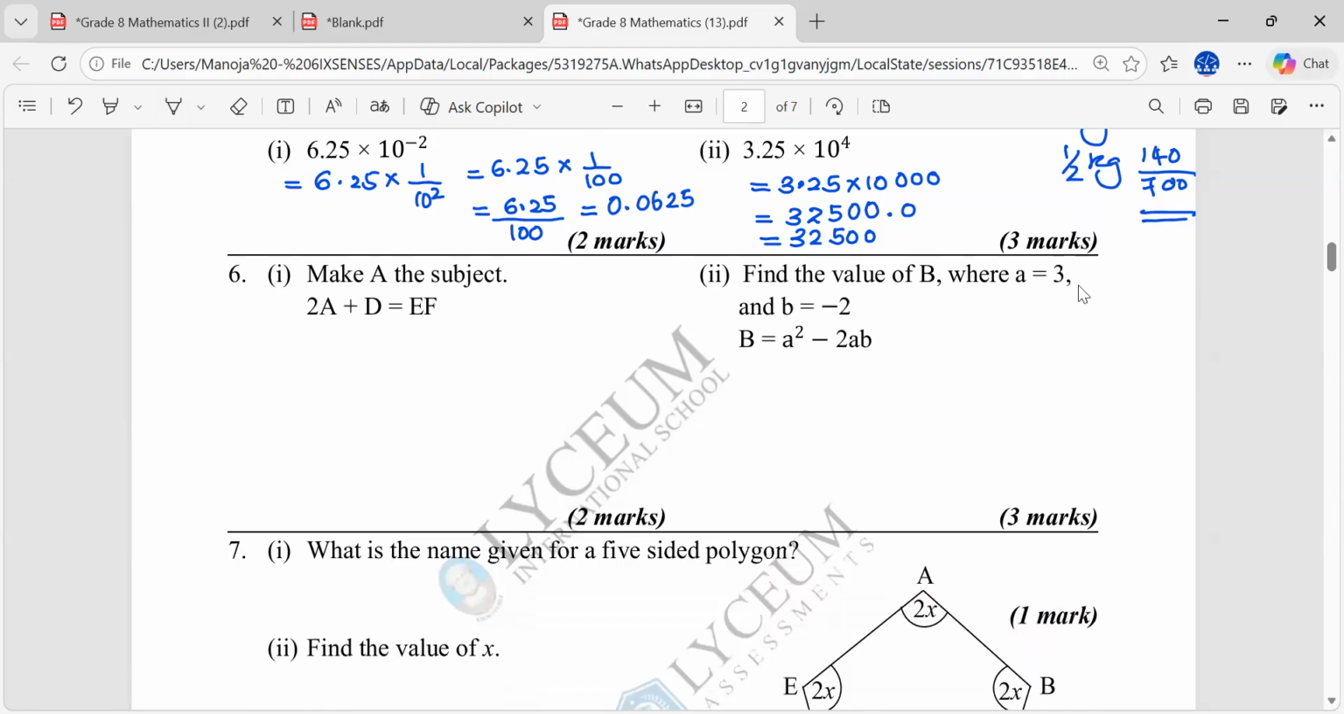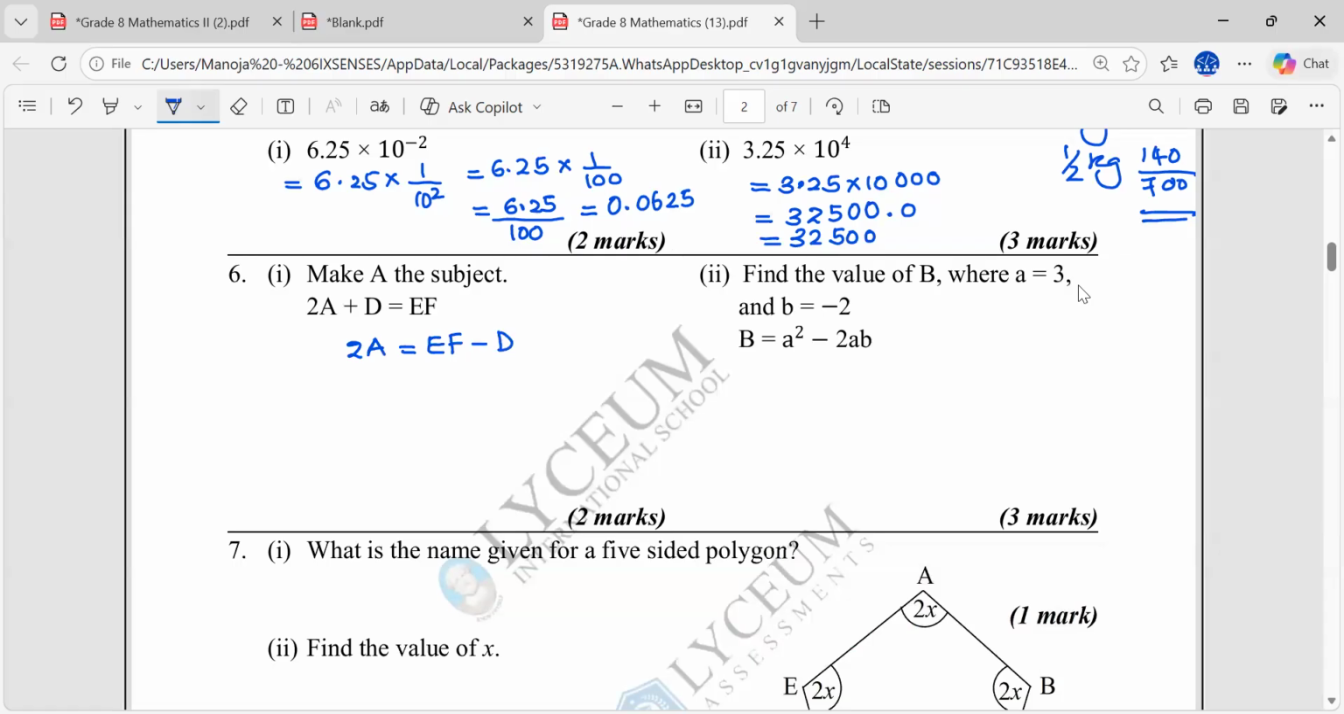So the next one, you want to make A the subject. Children, please be mindful, whatever the letter you want to keep alone, you just keep the 2A here, because finally I want to get A alone. And I send that D to the other side, so then EF minus D. To keep A alone, you want to send this multiplication 2 to the other side, because 2A means 2 times A. So then A is equal to EF minus D divided by 2.